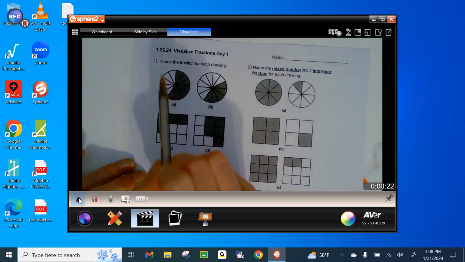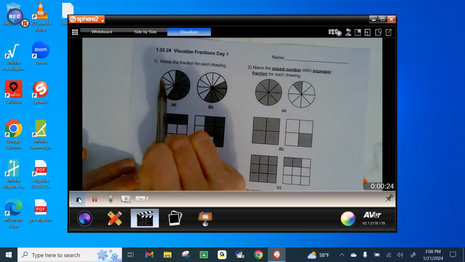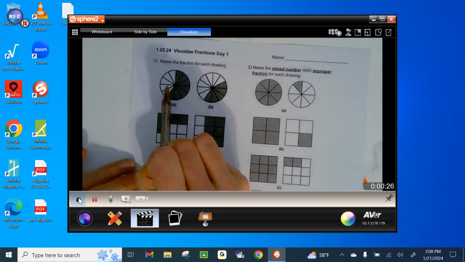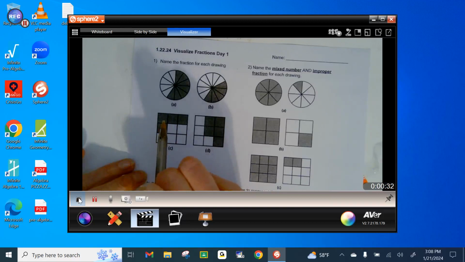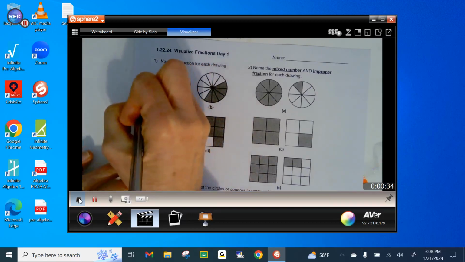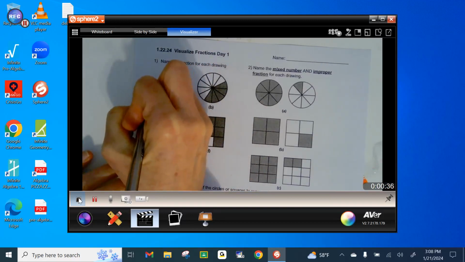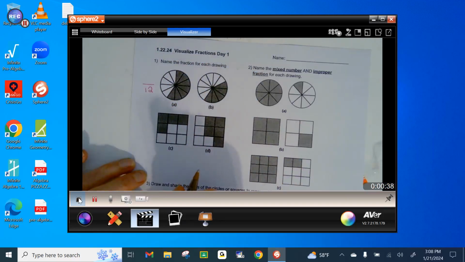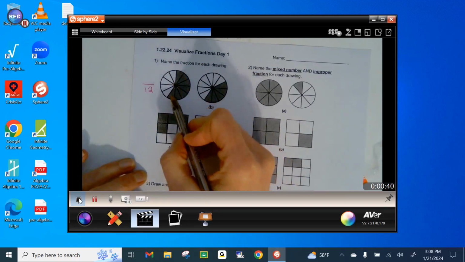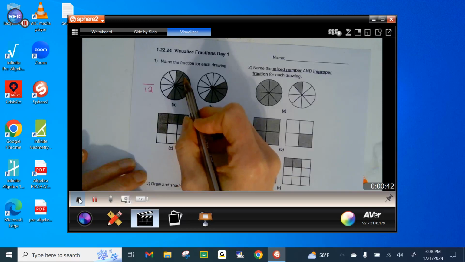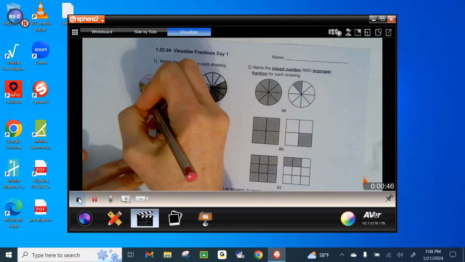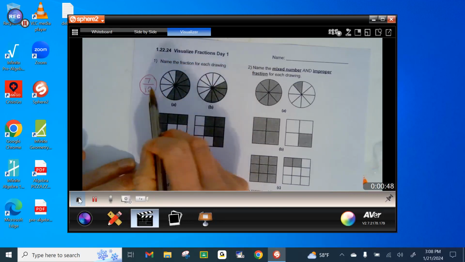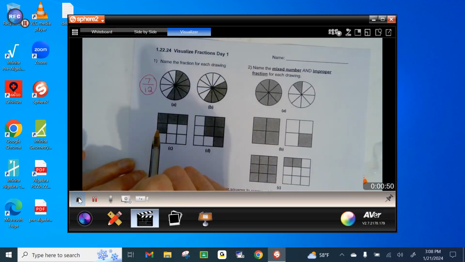So in letter A, I see I have how many parts? 1, 2, 3, 4, 5, 6, 7, 8, 9, 10, 11, 12. So there's 12 parts in this circle. It's been divided into 12 parts, so that goes on the bottom. And then the amount that has been shaded in is 1, 2, 3, 4, 5, 6, 7. 7 have been shaded. So that's the fraction that this picture represents. 7 twelfths. 7 of the twelfths.